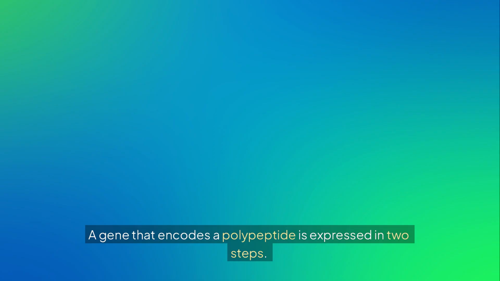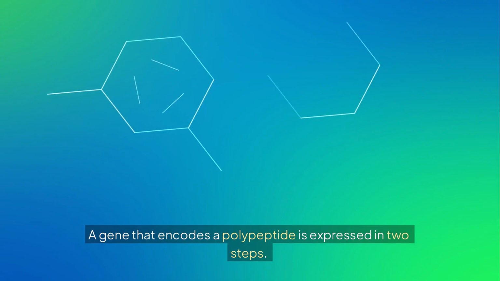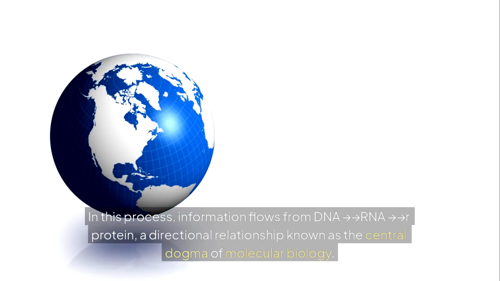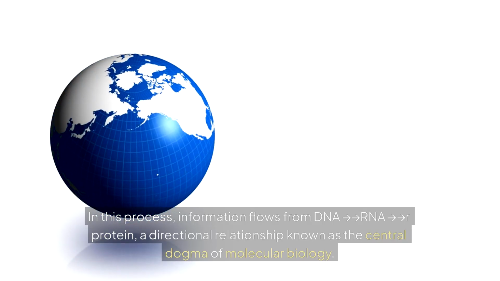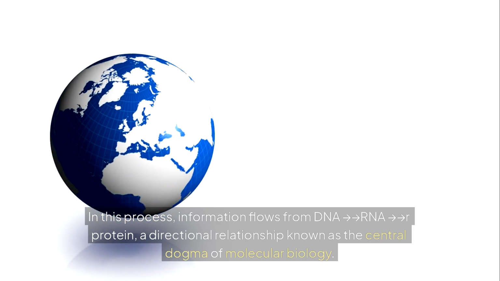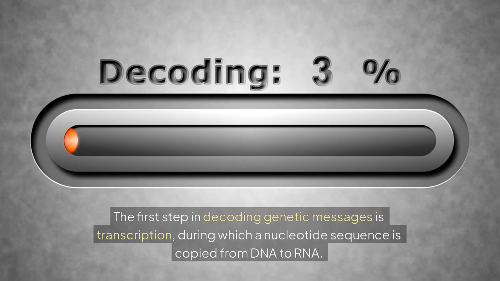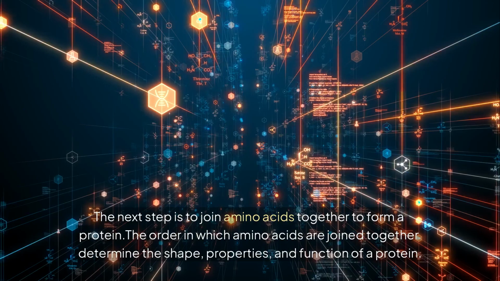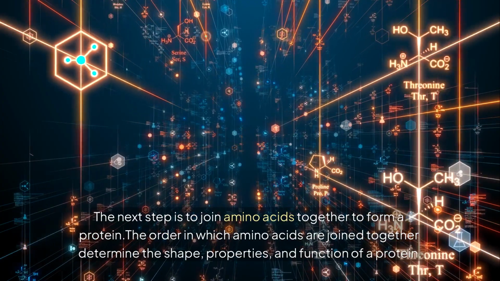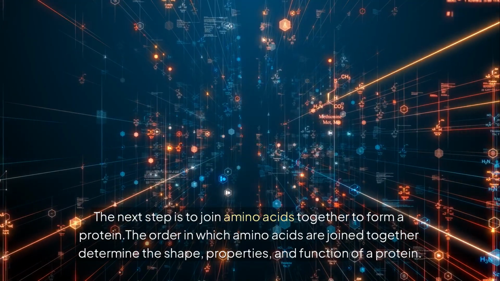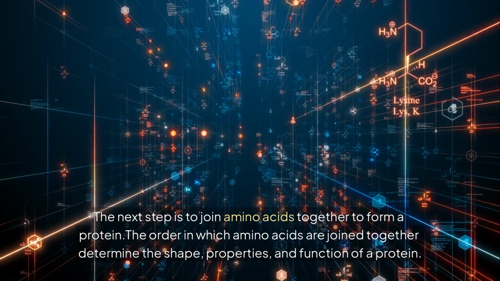The central dogma. A gene that encodes a polypeptide is expressed in 2 steps. In this process, information flows from DNA to RNA to protein, a directional relationship known as the central dogma of molecular biology. The genetic code: the first step in decoding genetic messages is transcription, during which a nucleotide sequence is copied from DNA to RNA. The next step is to join amino acids together to form a protein. The order in which amino acids are joined together determines the shape, properties, and function of a protein.